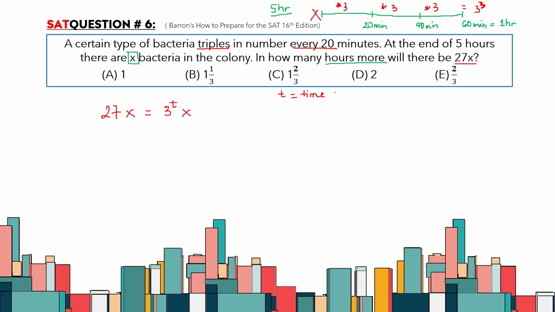So now X is not changed. The only thing we want to know is t. So 27 equals 3 to the t, t equals 3.